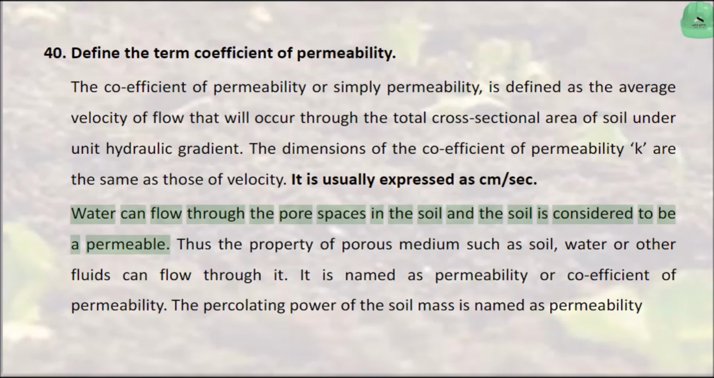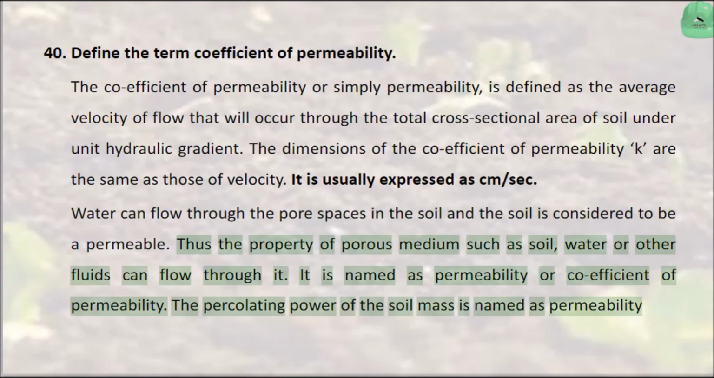Water can flow through the pore spaces in the soil, and the soil is considered to be permeable. Thus, the property of a porous medium such as soil, through which water or other fluids can flow, is named as permeability or coefficient of permeability. The percolating power of the soil mass is named as permeability.